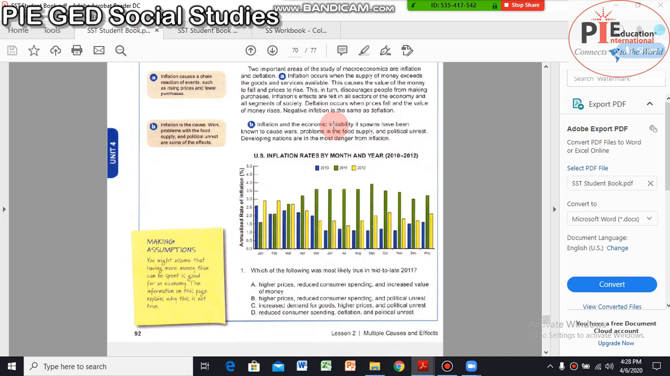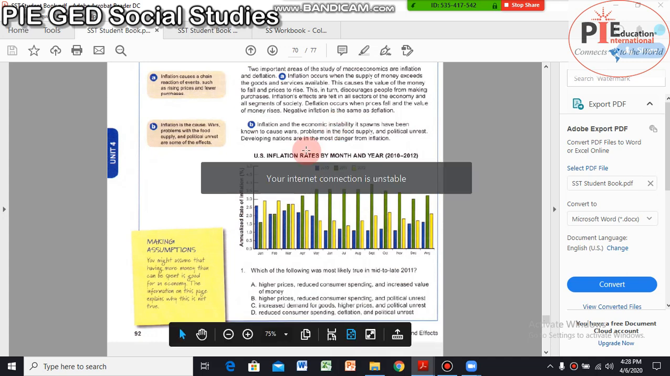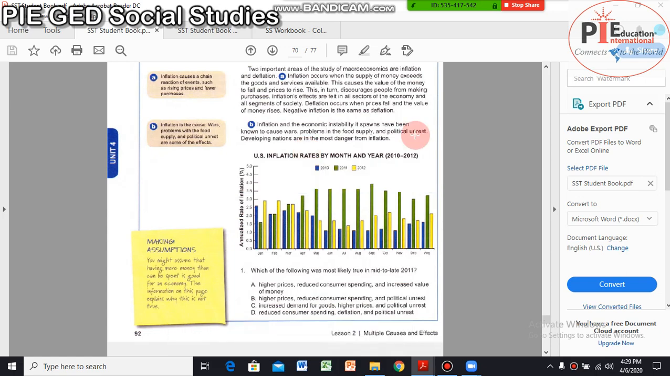Here they are telling us, if you look at the cost in the supply and political unrest, that means if there is inflation, it will bring out political unrest, right? So there is a cause and effect. So inflation is the cause, and because of inflation, political unrest happens.